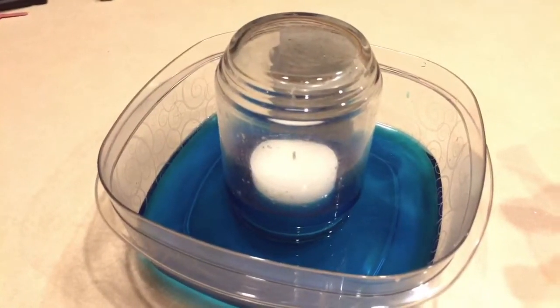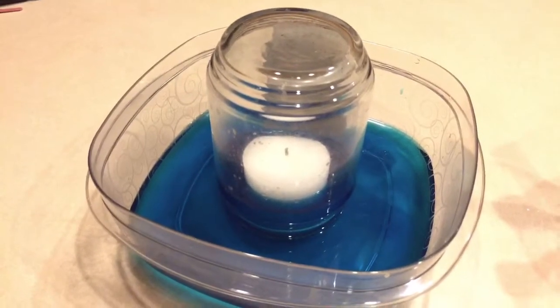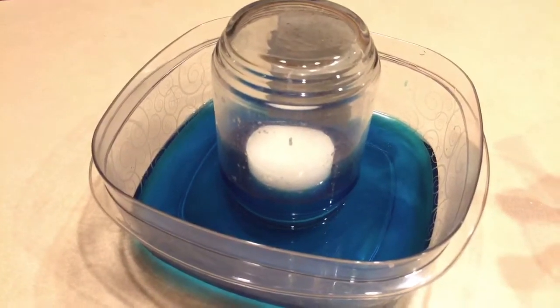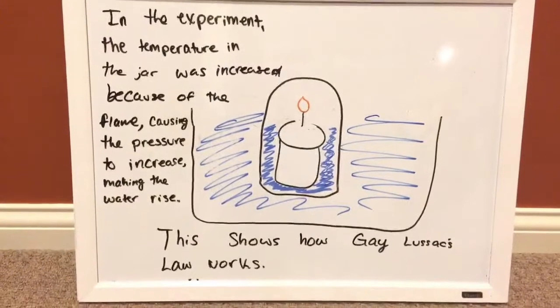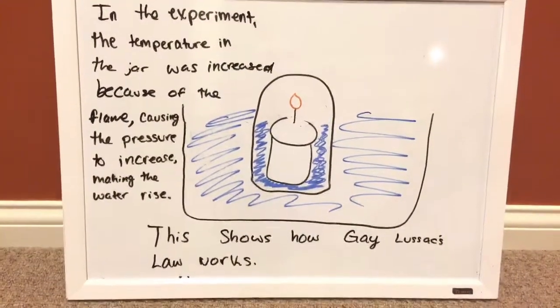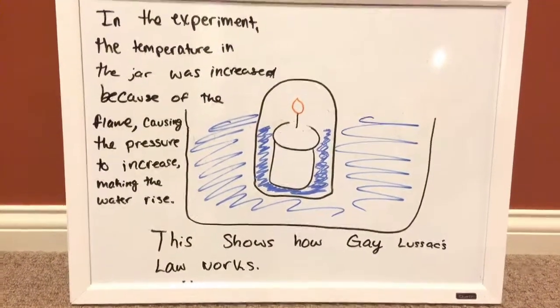Because the temperature in the jar increased, the pressure in the jar increased, making the water rise. In the experiment, the temperature in the jar was increased because of the flame, causing the pressure to increase, making the water rise. This shows how Gay-Lussac's law works.